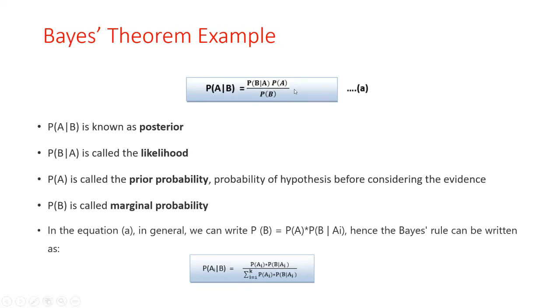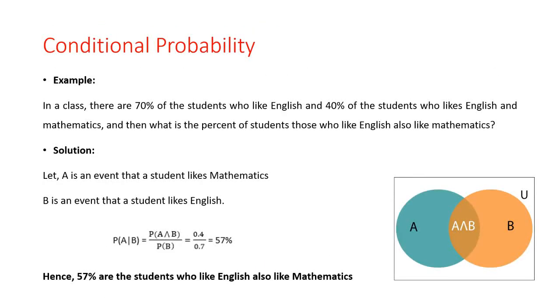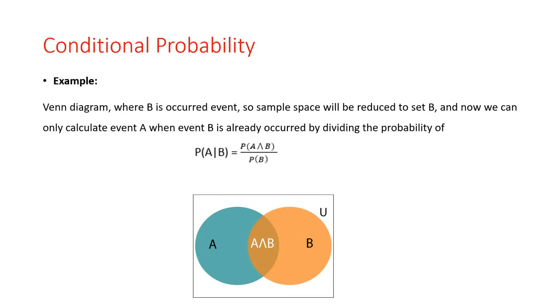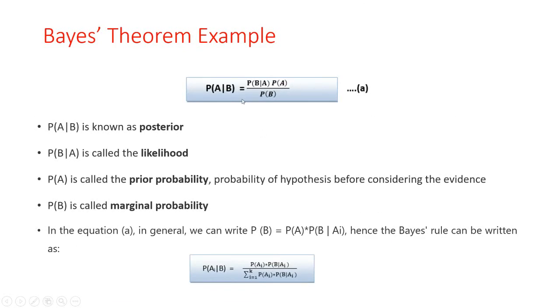So this equation is the basis of most modern artificial intelligence systems for probabilistic inferences. Okay, so we can use this Bayes theorem formula in artificial intelligence systems for probabilistic inferences. So it shows the simple relationship between joint and conditional probability. We already discussed the conditional probability here. So this is a combination of conditional probability and the joint probability.